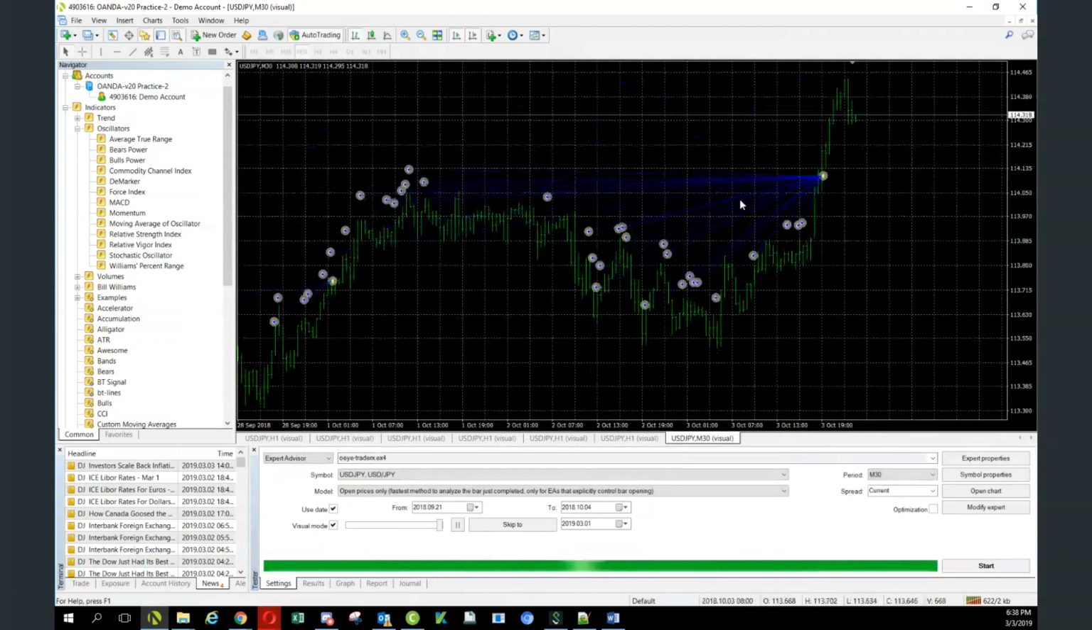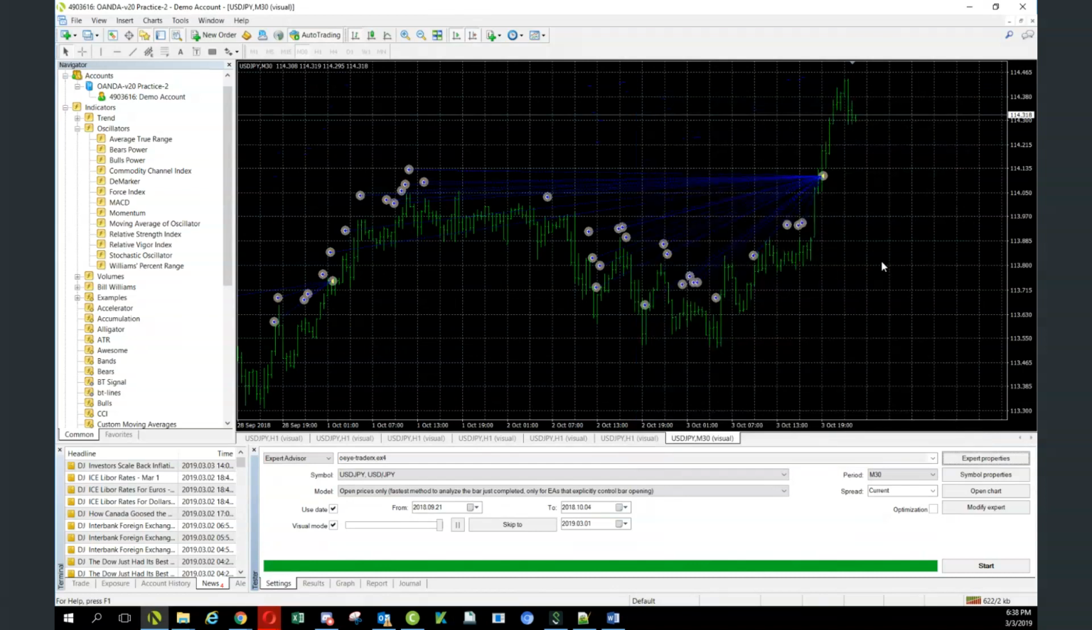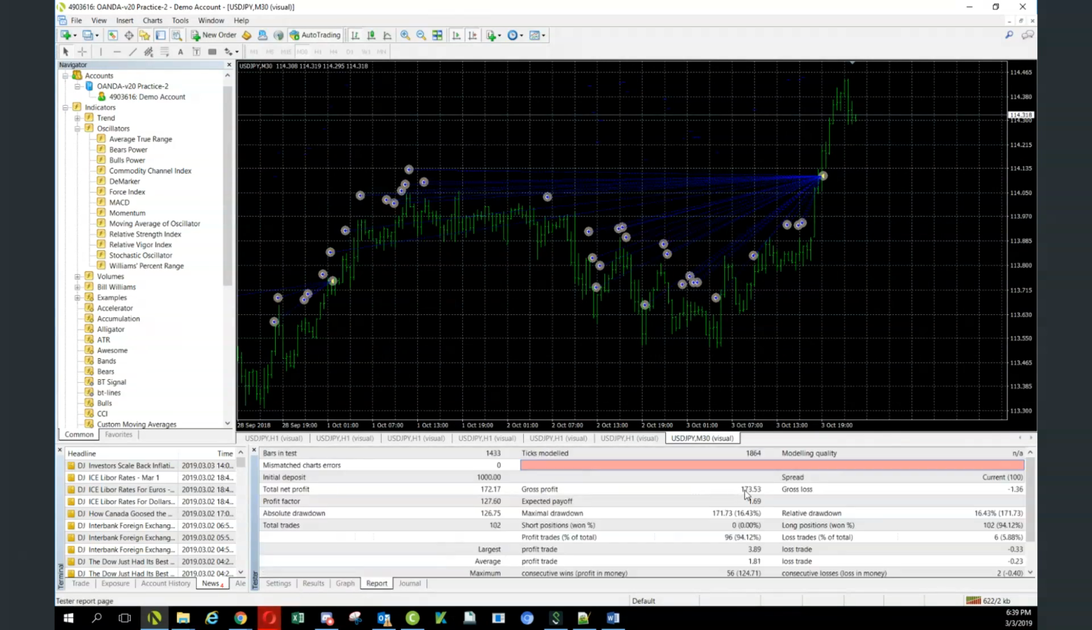And at this moment, I had it within my expert properties. Why did it close? It closed because I had enabled Pareto close, and also it has a take profit of 50 pips. So I set it to automatically close, but we will go up to the rule later. You take a look at the graph and look at this. Very, very nice. And from 1,000, we ended up with a profit of 173. Okay, very simple, very straightforward.